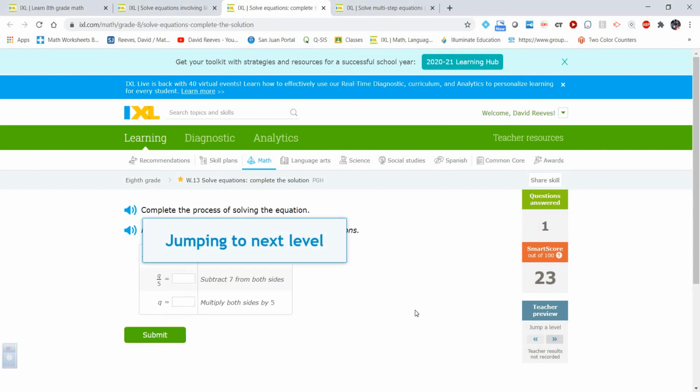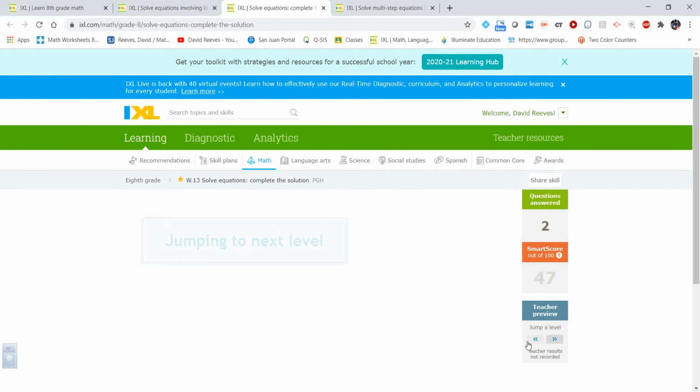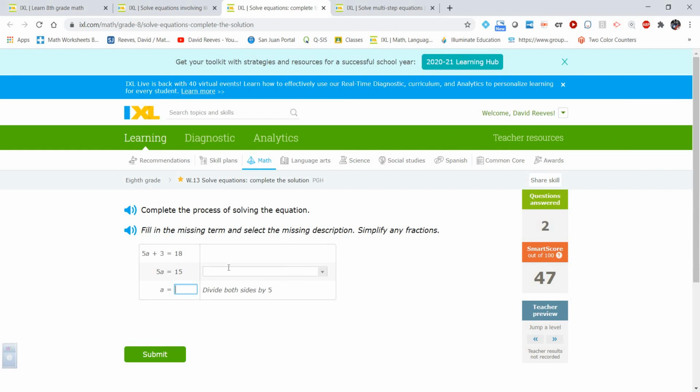All right, let's skip up to the next level, see what they got here. All right, q divided by 5 plus 7 equals 8. So we have our standard two-step equation. We're going to subtract 7 from both sides. I don't think I have to show any work here on this one, right? Q over 5 equals 1. Then I'm going to multiply both sides by 5, and I'm going to get q is equal to 5. All right, let me skip up to the next level.